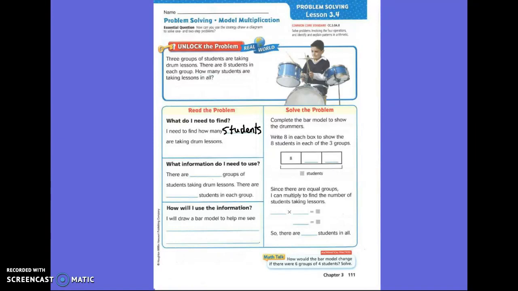Cooper? Okay. There are equal groups of students taking drum lessons? Did it say how many students? Yes. There's eight. It says how many groups? Three. Read the beginning. Where is the first sentence? Three groups of students.